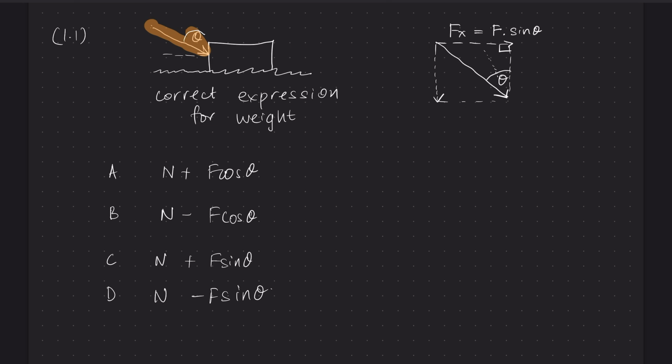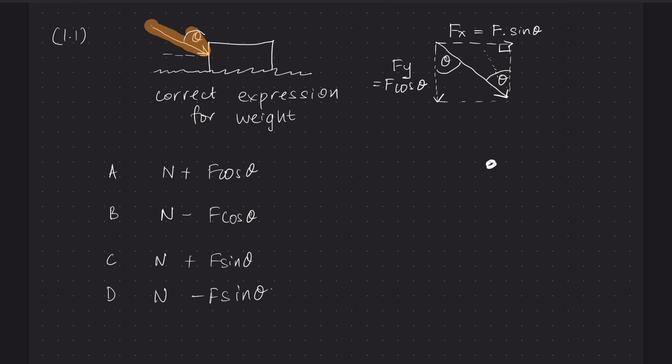Now, if I focus on the vertical, I know that this will be theta as well because of alternate angles. That means the vertical Fy is going to equal F cos theta. So this is opposite to what we generally know. So let's look at the free body diagram.